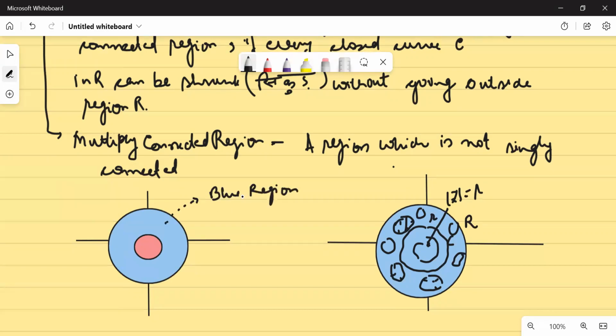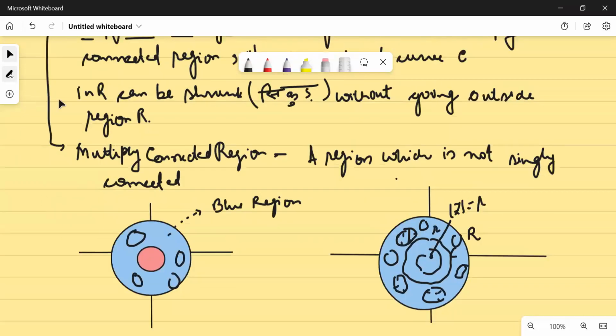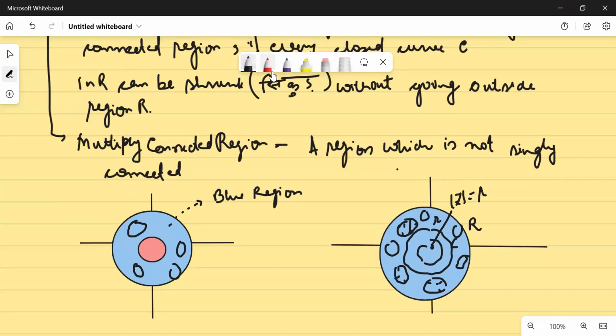Now you try to make any curve, like these curves. There is no issue. If you shrink these curves, you will end up in the blue region. But the condition written was every closed curve C. So if I write every closed curve C, then this curve would also come into the definition. This is a closed curve, and if I try to shrink it, I will eventually end up in the pink region. So clearly I'm out of the blue region.